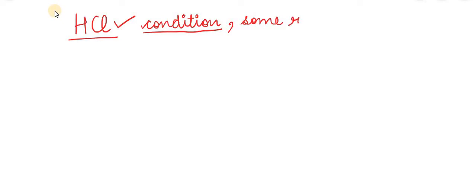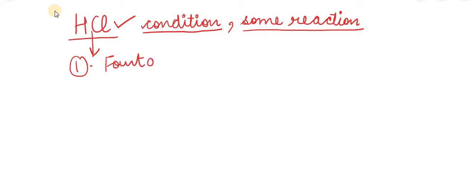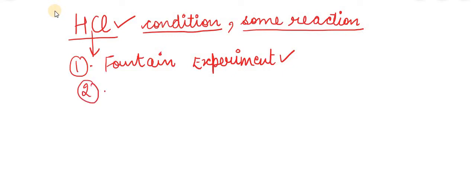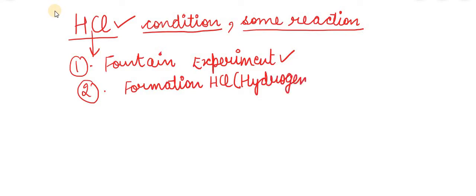Very few reactions of this HCl compound, that is with a metal, with some metal oxide and the rest of the things. But the very important part in this HCl compound is, first, its fountain experiment, which we start today. And the second thing is the formation of hydrogen chloride, the formation of HCl, that is an acid which is called hydrogen chloride.